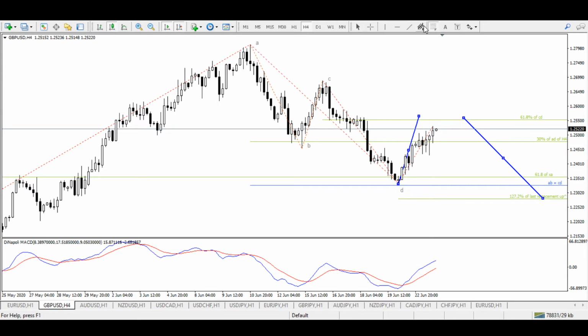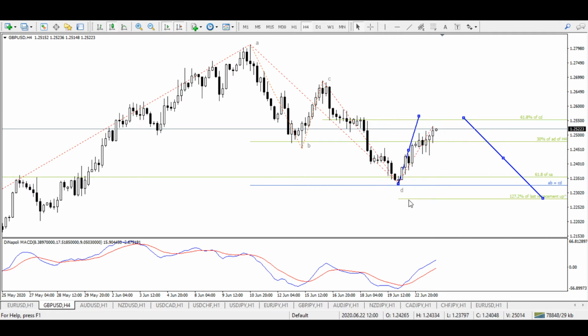Let's measure this here. .618, that is 61.8% of AB. So if I plot this on AB, you can see this previous retracement BC was also 61.8% of the first leg, and if this second retracement will also be the same, that is 61.8%, this will look very harmonic.